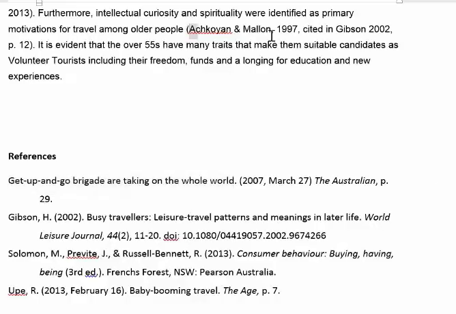Here's an interesting citation. You can see that Atch, Coyen and Mallon are not in the reference list, and that's because the writer of this piece actually didn't read Atch, Coyen and Mallon's work. They read Gibson's work, and Gibson cited Atch, Coyen and Mallon. So in text we're giving acknowledgement of both authors, but in the reference list we're only referencing the source you actually read. There's lots to learn, and we don't expect you to do it on your own.